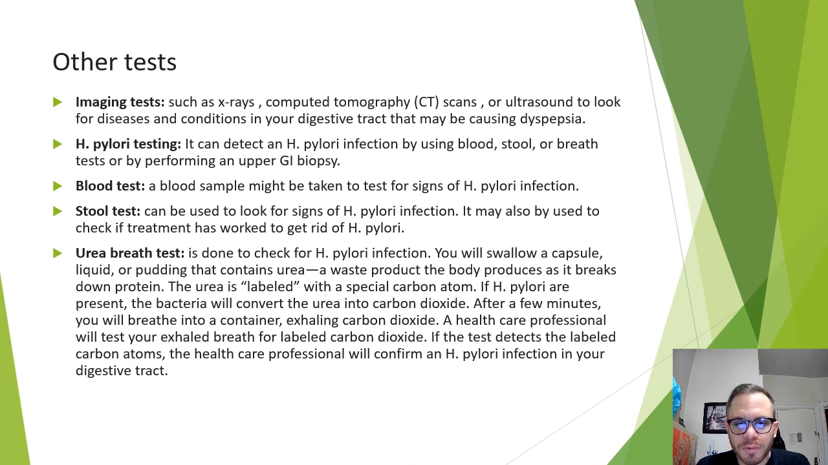The urea is labeled with a special carbon atom. If H. pylori are present, the bacteria will convert the urea into carbon dioxide. After a few minutes, you will breathe into a container, exhaling carbon dioxide. A healthcare professional will test your exhaled breath for labeled carbon dioxide. If the test detects the labeled carbon atoms, the healthcare professional will confirm an H. pylori infection in your digestive tract.